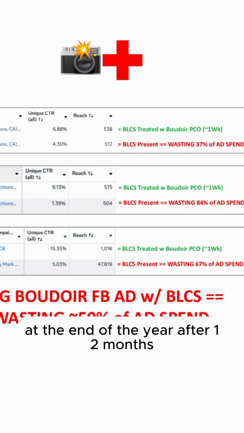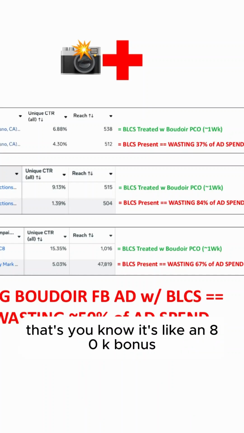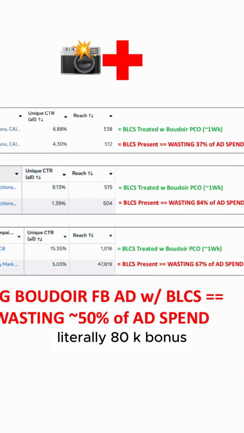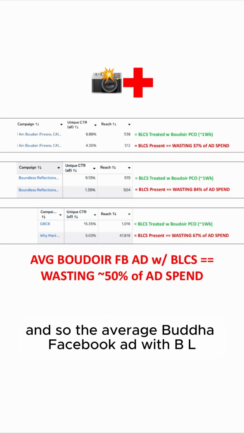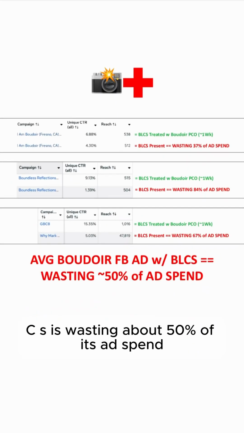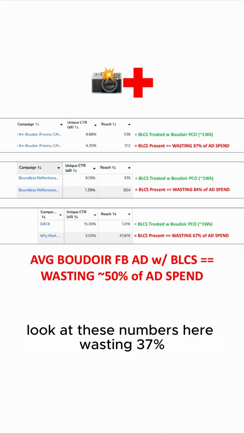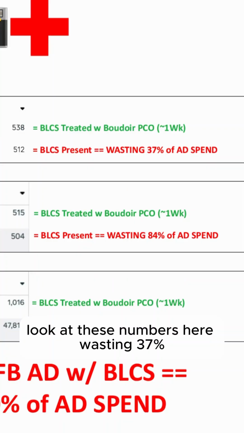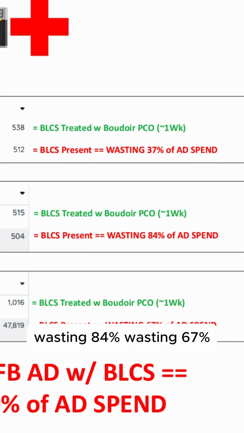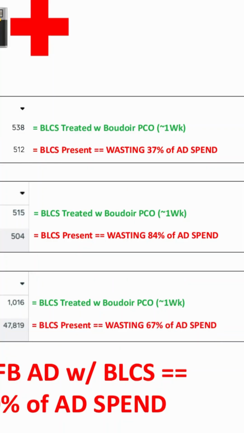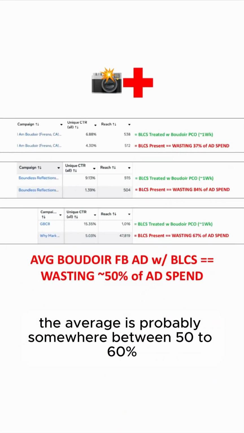And at the end of the year, after 12 months, what's that? It's like an 80K bonus. Literally, 80K bonus. And so the average Boudoir Facebook ad with BLCS is wasting about 50% of its ad spend. And we know that because, dude, just look at these numbers here. Wasting 37%, wasting 84%, wasting 67%. Average these numbers out, the average is probably somewhere between 50 to 60%.